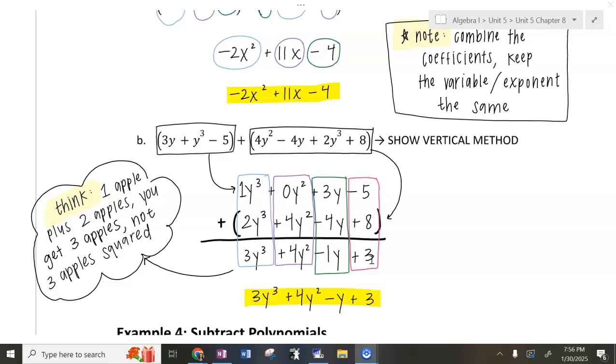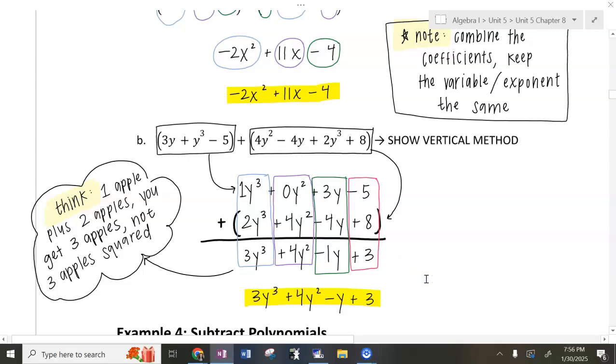You have to remember that you're keeping the variable and the exponent the exact same. Think about if you have 1 apple plus 2 apples, you get 3 apples. You don't get 3 apples squared. You don't change anything about that variable. You're only changing the number in the front. So when you're adding together 1y cubed plus 2y cubed, it makes 3, and it's still y cubed. It doesn't make y to the 6th or y to the 9th. You're not changing the variable at all. You're just adding together the coefficients in the front.